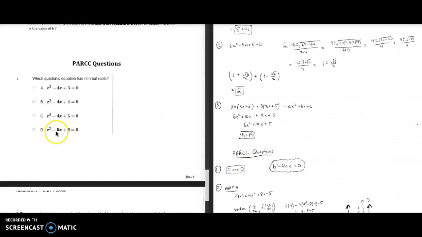It's not D. Let me show you why. B squared, if I square 5, I get 25. 4 times 1 times 6. 4 times 6 is 24. 25 minus 24 is 1. It's not less than 0. It's not D. It's only C.